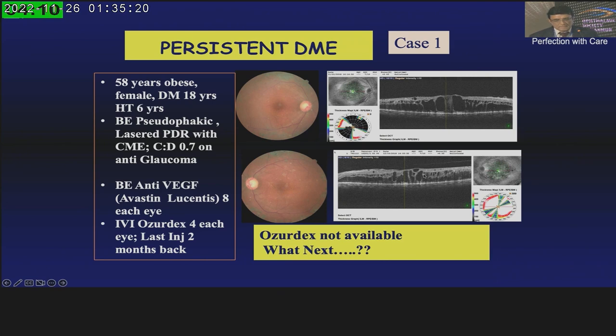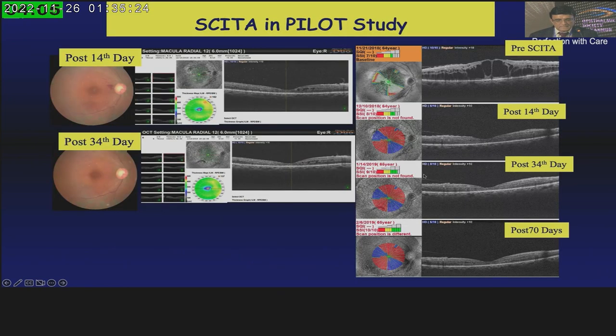There was a time in the country when Ozurdex was not available. By that time, we were ready with the device, and you can see how beautifully the macular edema subsides after suprachoroidal injection. This is pre-SKETA. This is the 14th day after SKETA, 34th day and 70th day.